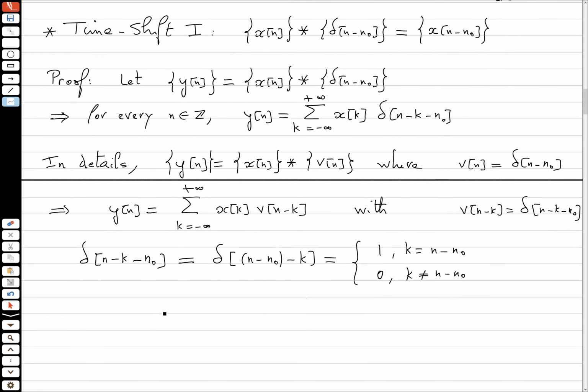Okay? All right. So then I realize I don't have to perform this summation for all k's, because most of the time you're going to get 0. So you can limit the summation to what value of k? To the value n minus n naught, right? I'm going to write something stupid. I say summation from n minus n naught to n minus n naught. I can write this, right? It's right?